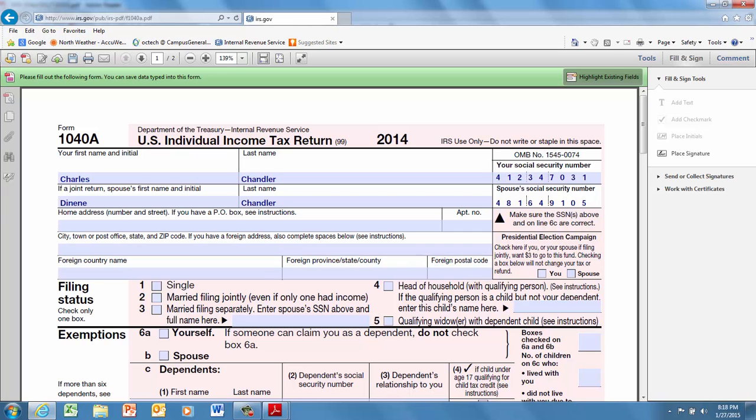In this case, we were told that both Charles and Deneen do want to do the presidential election campaign, so we would check both of those. They wanted to file married filing jointly, so we would check the box for that filing status. Here are the exemptions. They each get a personal exemption. Neither one of them is claimed by someone else, so we would check each of those. And then we go over here to the right where it says boxes checked on 6a and 6b. How many boxes were checked? Well, we got 2. So we're going to go over here and put a 2.